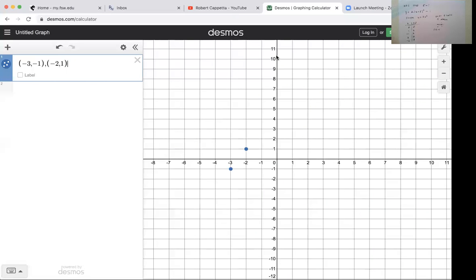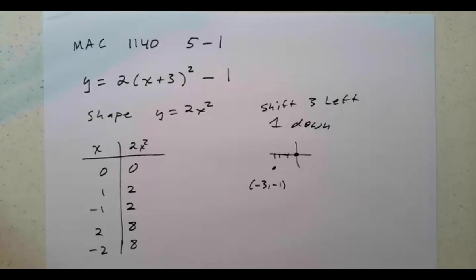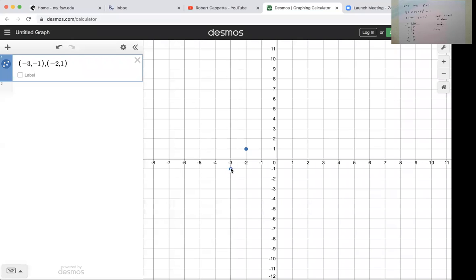So what do I mean by that? 1, 2, over 1, up 2 from our starting point. Here, over 1, up 2 from our starting point, but to the left. So here's our starting point, over 1, up 2, brings me to negative 4, positive 1. Then we had 2, 8, so over 2, up 8. 1, 2, 3, 4, 5, 6, 7, 8 will bring me to negative 1, 7. And then over 2, up 8 would bring me to negative 5, 7.